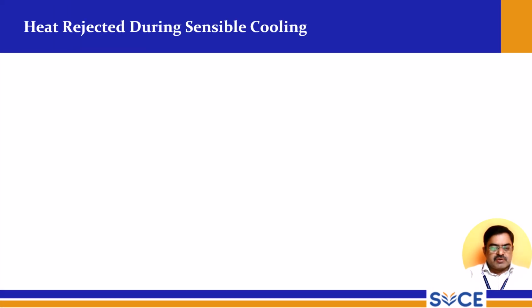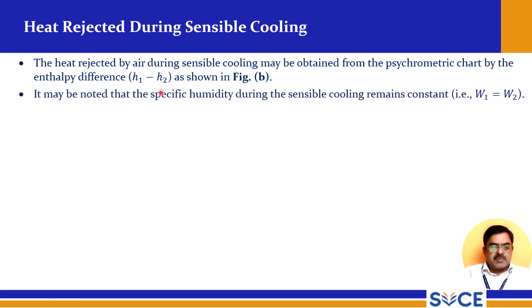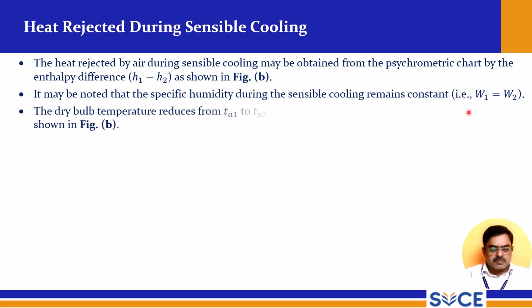So, heat rejected during sensible cooling. The heat rejected by air during sensible cooling may be obtained from the psychrometric chart by the enthalpy difference H1 minus H2 as shown in figure B. So that is what we have seen in heating as well as in cooling. It may be noted that the specific humidity during the sensible cooling remains constant, that is W1 is equal to W2.